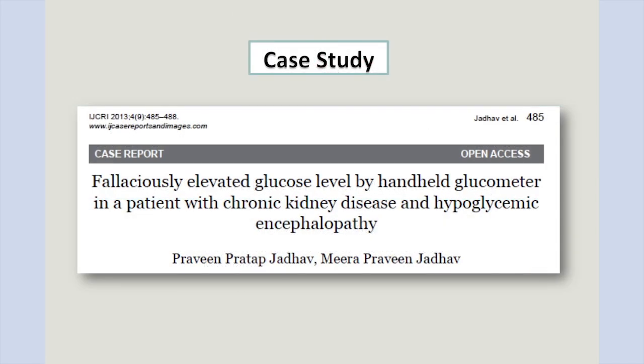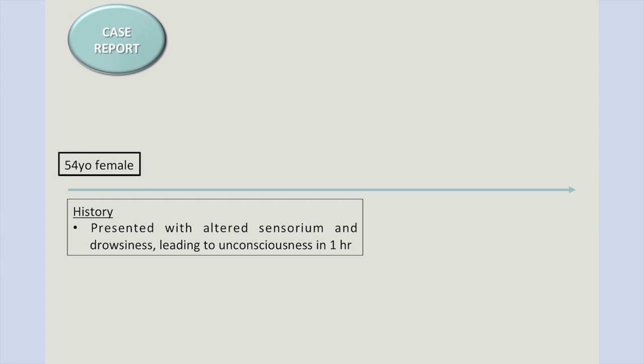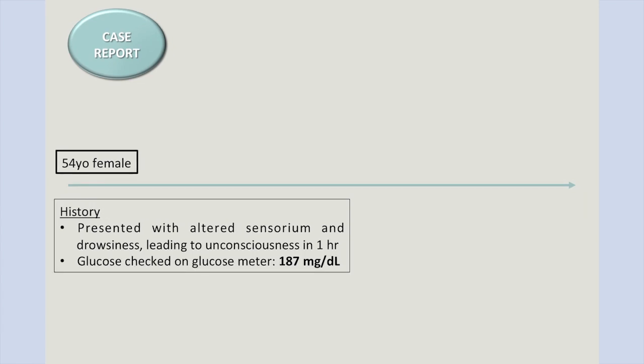So to start today, let's start with a clinical case talking about elevated glucose levels, and you're going to hear the same story, the same themes that NAM had started with. Here we've got elevated glucose levels with a glucose meter. It starts with the story of a 54-year-old female who presented disoriented, drowsy, leading to unconsciousness in about an hour. The glucose was checked with a glucose meter, and it was 187 milligram per deciliter.